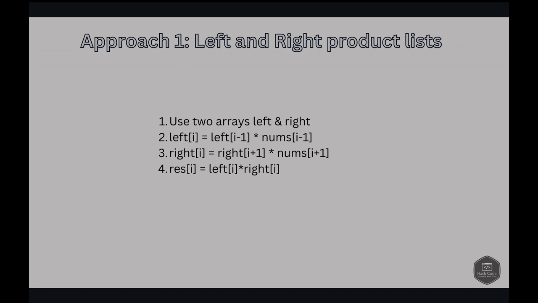Once we have these two arrays populated, we simply iterate over the range from 0 to n-1 and compute the product required at each index. That is, result[i] is equal to left[i] into right[i]. So let's go over the code.